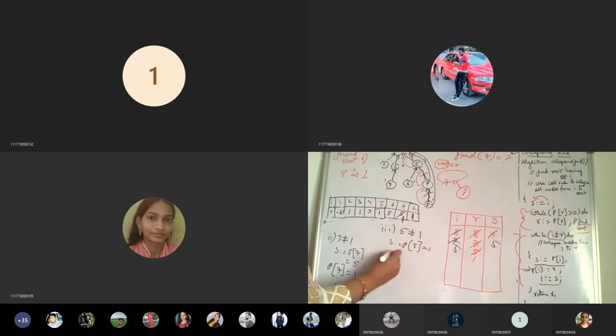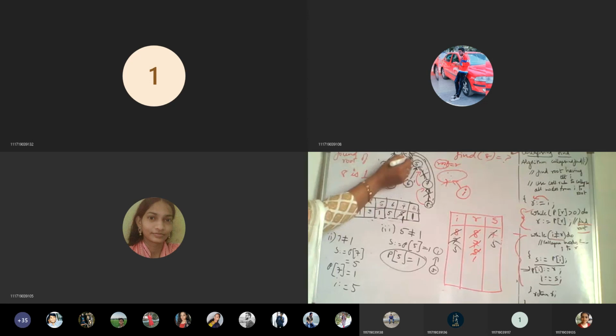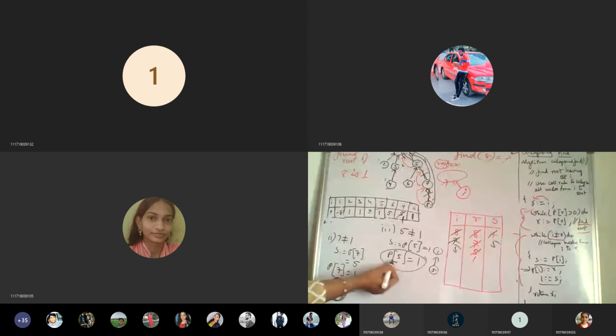Okay. And then P of I, which is P of 5, is equal to R. So P of 5 is equal to 1 means for 5 also the parent is 1. So it is already there. So P of 5 is 1 means P of 5 is already 1. Okay, no need of changing. So it remains the same. Okay. So then I is equal to S.